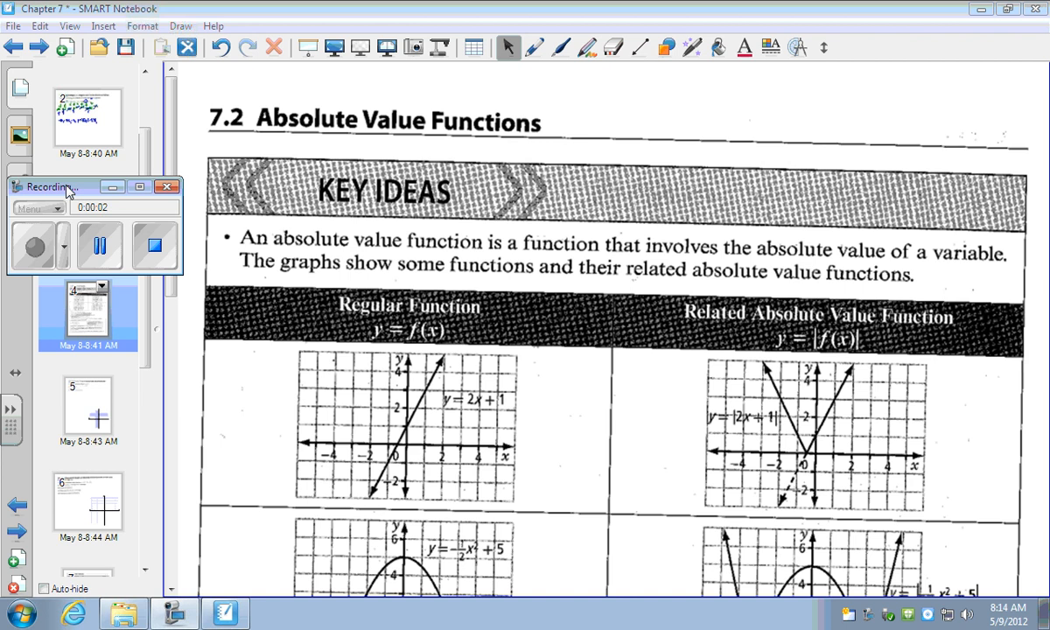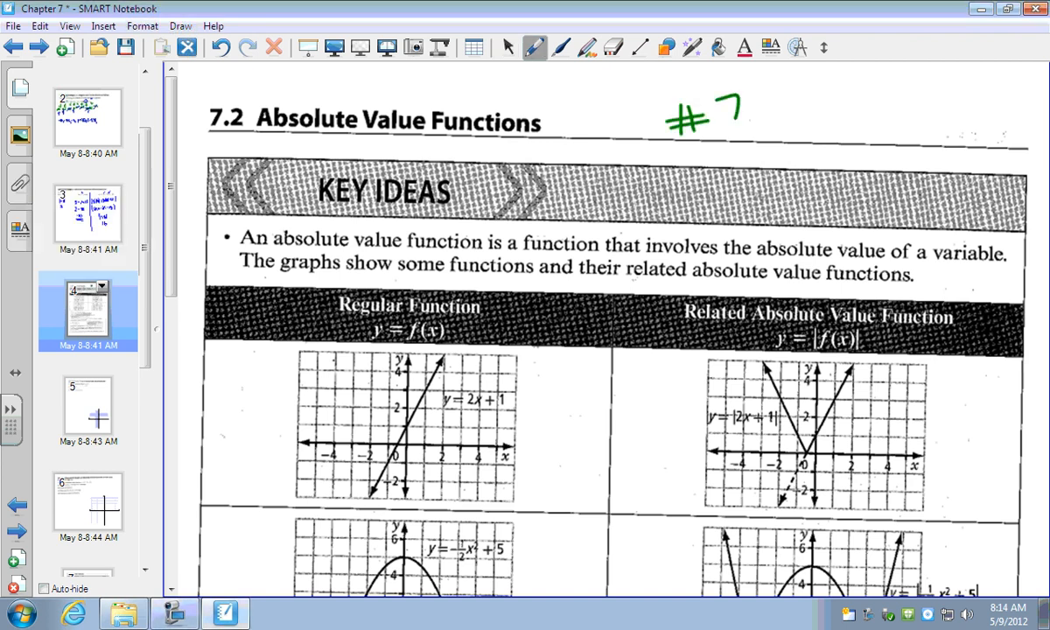Section 7.2, absolute value functions. Okay, I just want to tell you that question 7a has a typo in it. It's missing a negative sign. So when you come to that, the answer book has the correct answer, but the question itself tried to trick you without a negative.